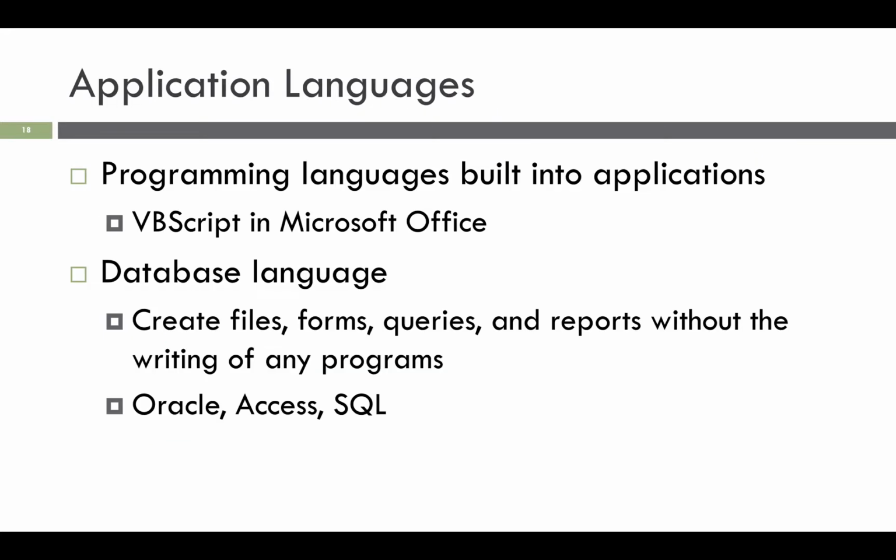Application languages are programming languages built into applications. Power users can use their built-in languages to manipulate the data. One example is Visual Basic Script in Microsoft Office. Databases often use their own language that allows programmers to create files, forms, and query for data.